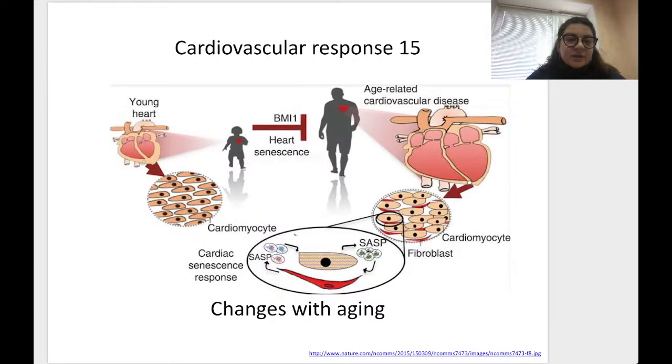Okay, and changes with age. You see that in the young heart there is a little bit different structure of cardiomyocytes and a different cardiac senescence response. And in more aged people, there is a little bit different stretch of cardiomyocytes with a different function of fibroblasts, and this process of cardiac senescence response goes in another way.